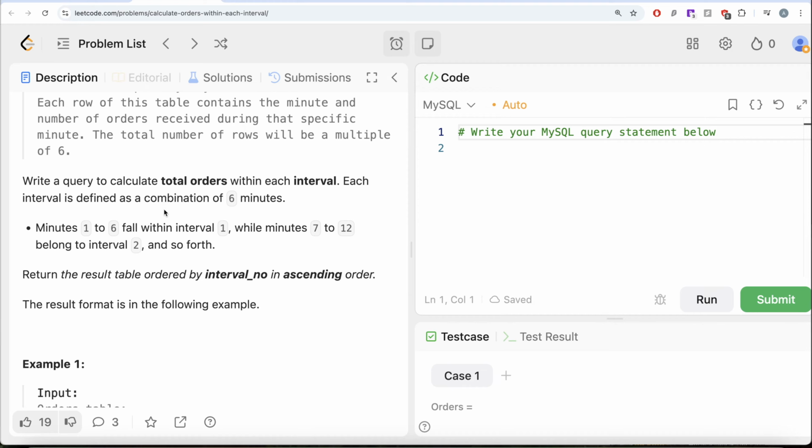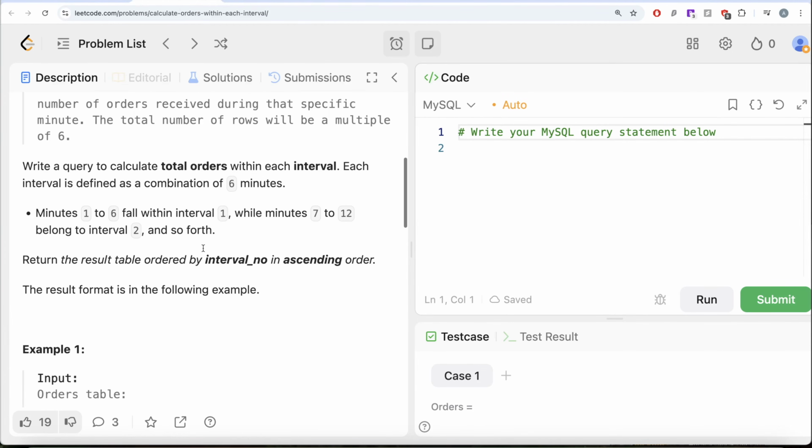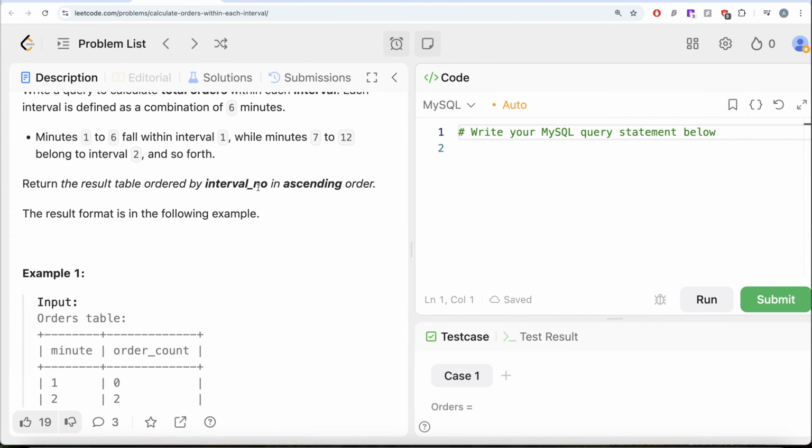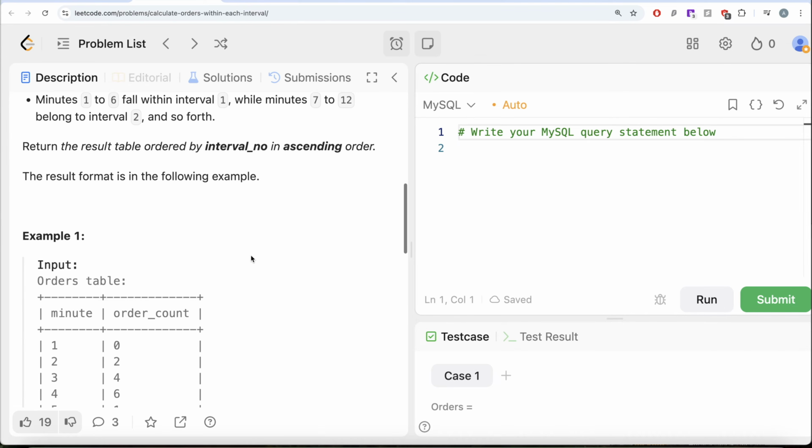Each interval is defined as a combination of 6 minutes. Therefore, minutes 1 to 6 fall within interval 1, minutes 7 to 12 belong to interval 2, and so forth. Return the result table ordered by interval number in ascending order. Let's go through this example.